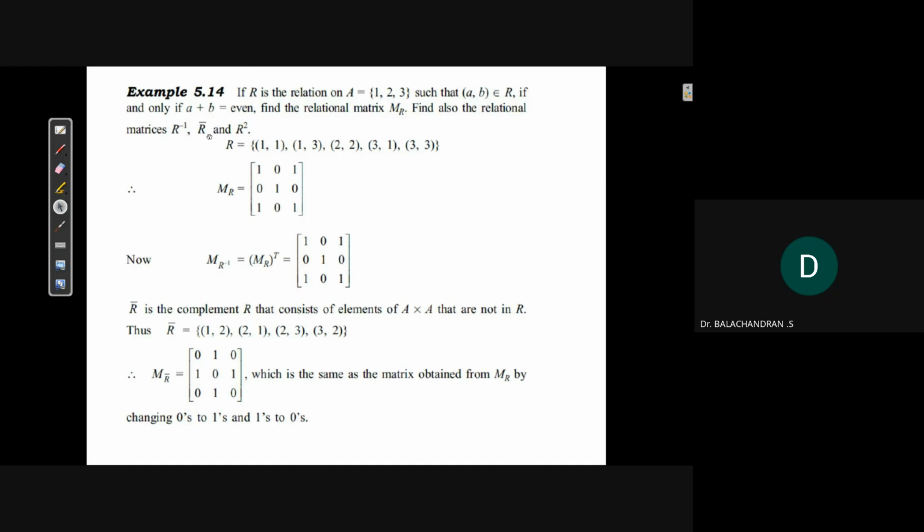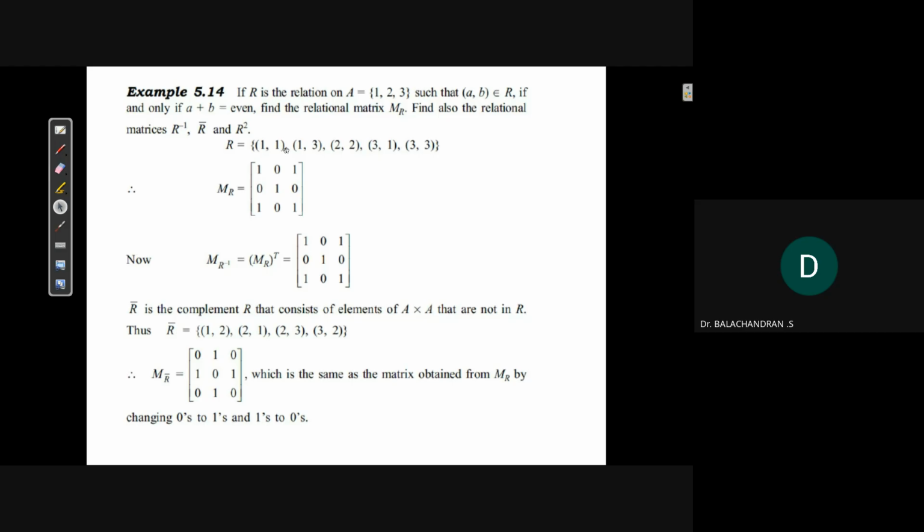Next, the complement of R bar. Sorry, R bar. R bar is what? The complement of R. So you can find it directly also using matrices. R bar from this, how to find R bar?